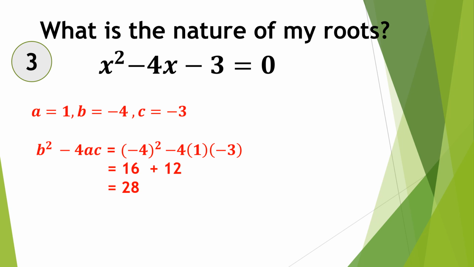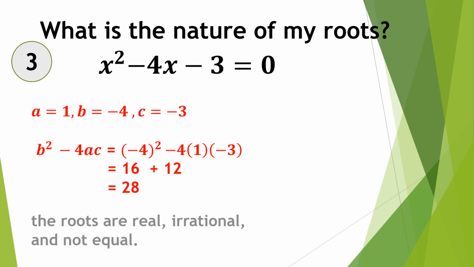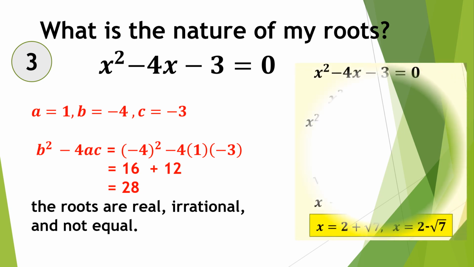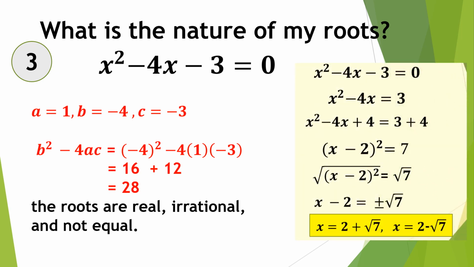28 is positive, but not a perfect square. So the roots of this equation, x squared minus 4x minus 3 equals 0, are real, irrational, not equal. Irrational meaning it contains a radical part in the answer. Let's take a look. So this was again the example that we have solved a while ago.